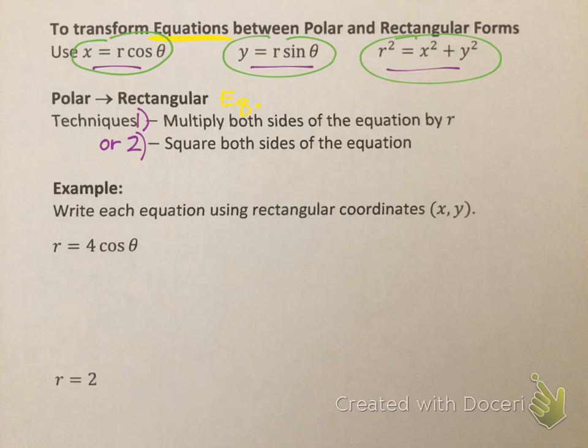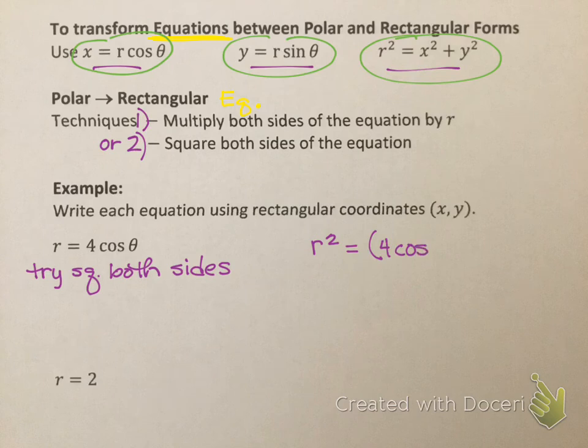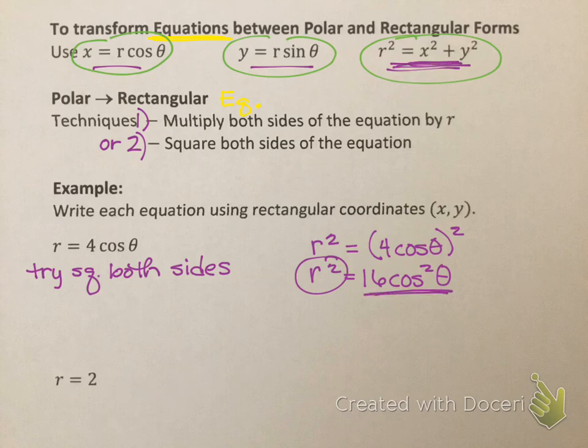So let's try squaring both sides. Let's see what happens. We get r squared is equal to 4 cosine theta squared, which would give us 16 cosine squared theta. Well, this does not look anything like either of these 2. It's got a square in it. So that did not work.